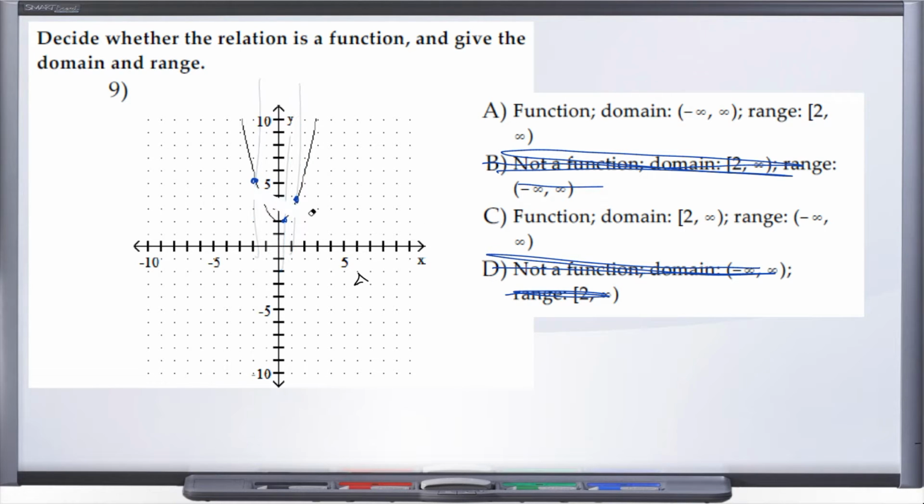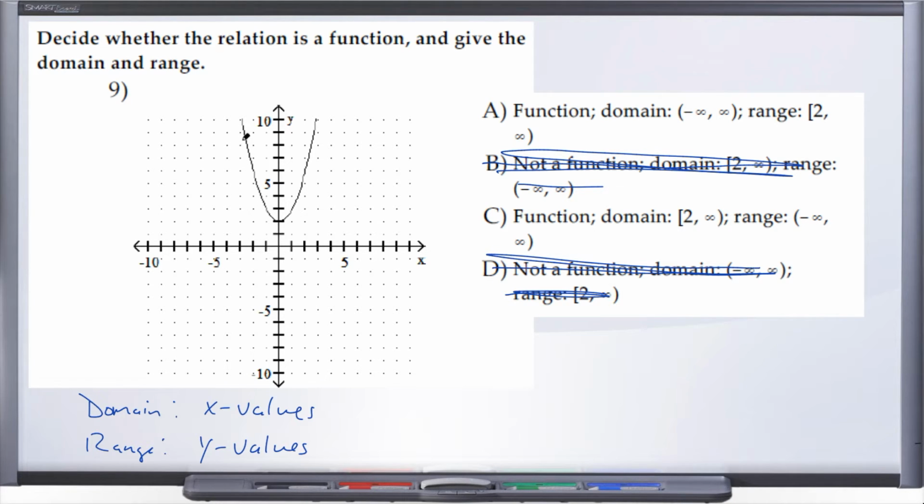In order to find out which is the correct answer, now we have to move on to the second part of the question, give the domain and range. Well, hopefully you recall that domain refers to the x values, and range refers to the y values. So let's go ahead and first see if we can figure out what the domain is. And so we want to know what the values are of x for this graph.